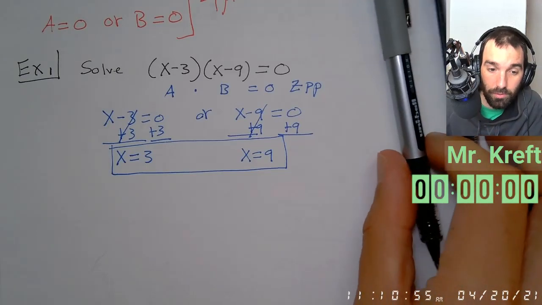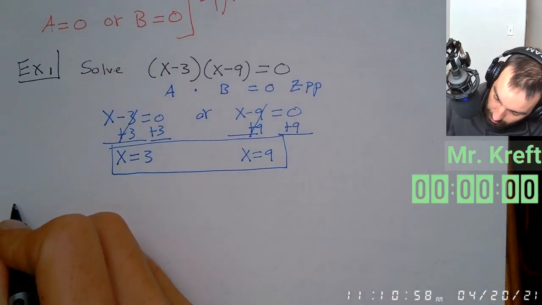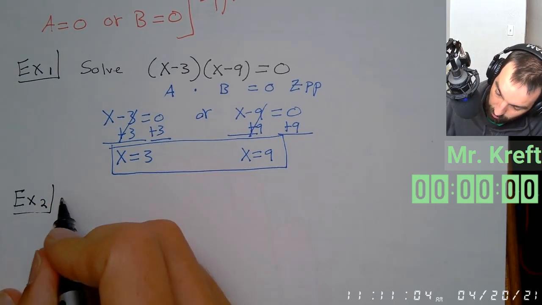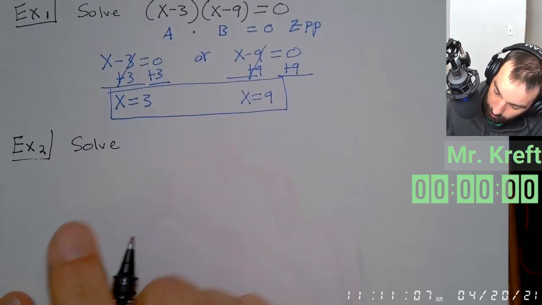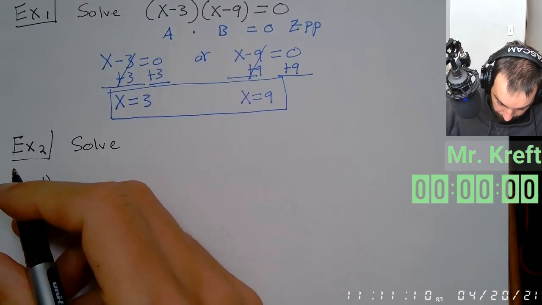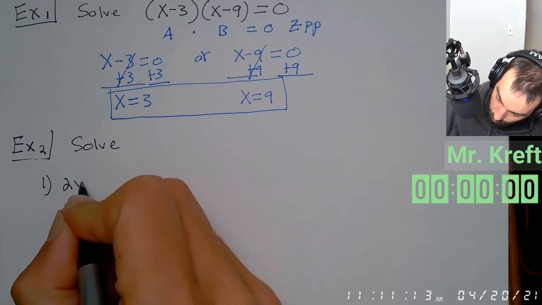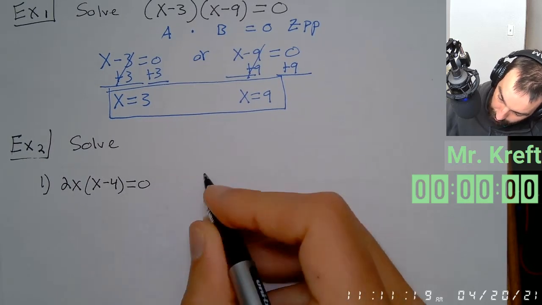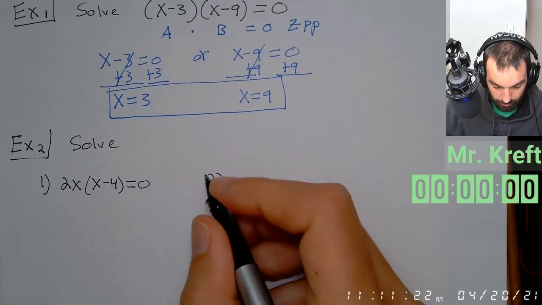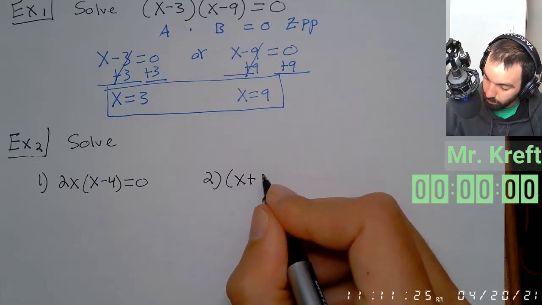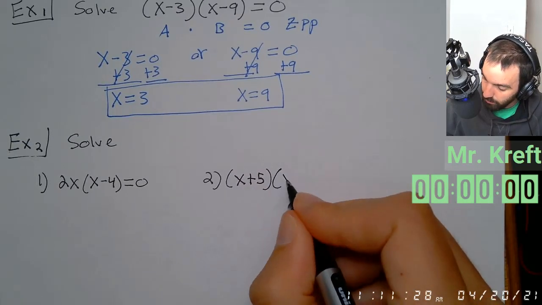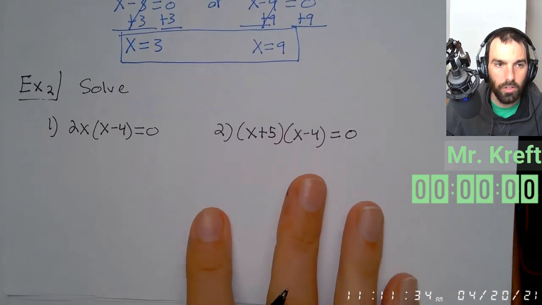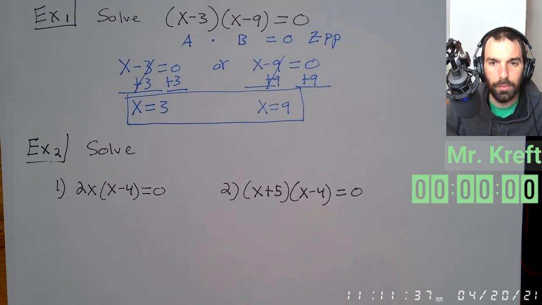So I'm going to have you guys try a couple of these and see how we're doing. Okay. So we're going to solve, and we're going to have a couple of problems here. The first one is going to be 2x times the quantity of x minus 4 equals 0. And the second one is going to be the quantity of x plus 5 times the quantity of x minus 4 equals 0. Okay, so I want you to solve both of those, and I can leave that other example up. There we go.